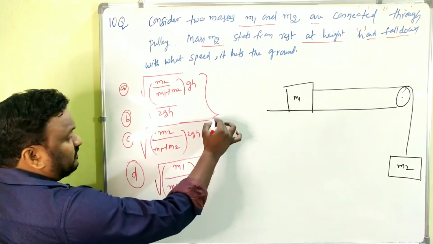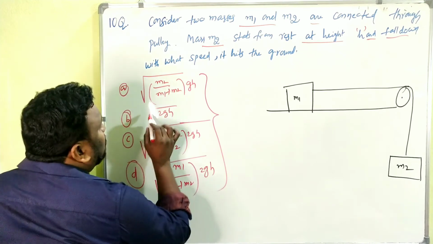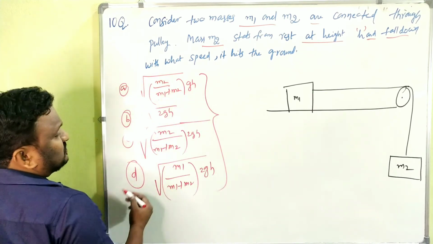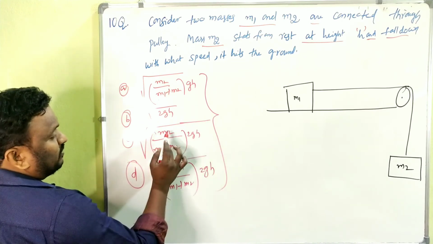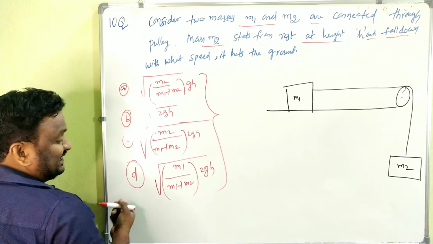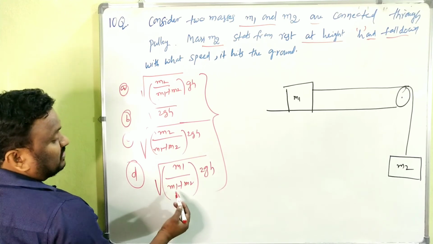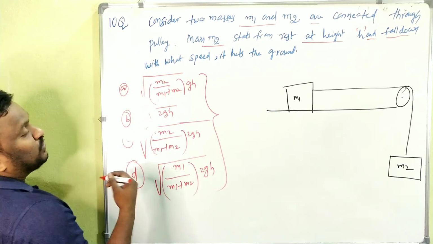So some options are given. A is under root of M2 by M1 plus M2 into gh, and B is under root of 2gh, and C is under root of M2 by M1 plus M2 into 2gh, and D is under root of M1 by M1 plus M2 into 2gh. So which of these four options is correct?